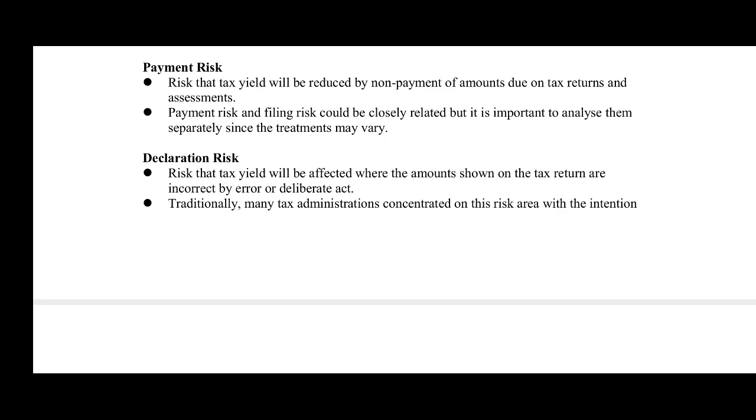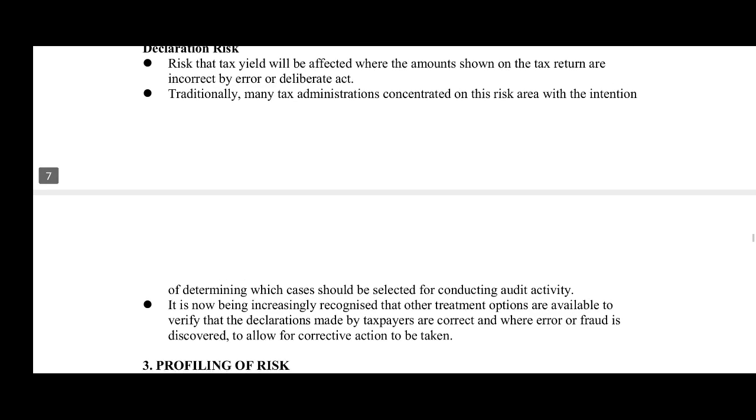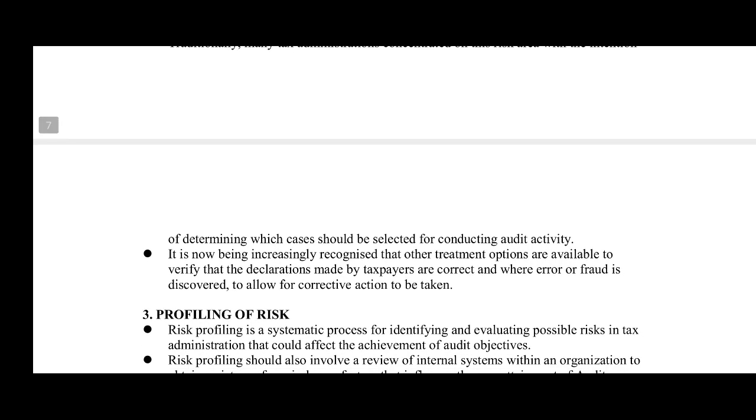Then declaration risk is a risk that the tax yield will be affected where the amounts shown on the tax returns are incorrect by error or deliberate act. Remember, two things can be done intentionally or unintentionally. And I told you when it's done intentionally, it is fraud. Unintentionally, it is error. So traditionally, many tax administrators concentrated on this risk area with the intention of determining which cases should be selected for conducting an audit.